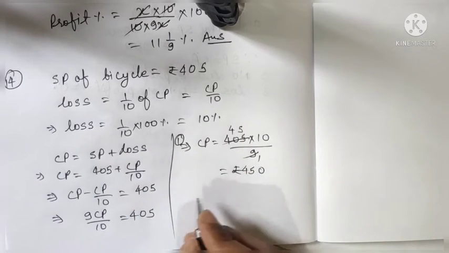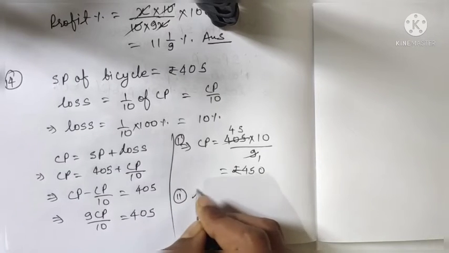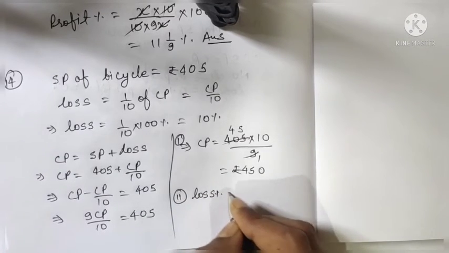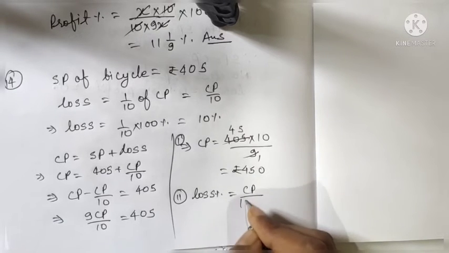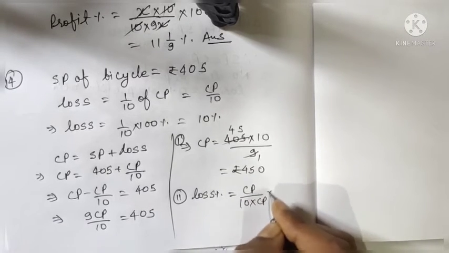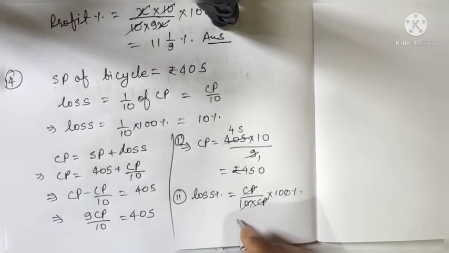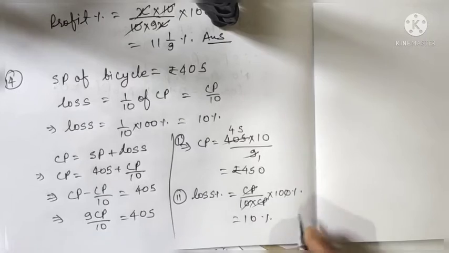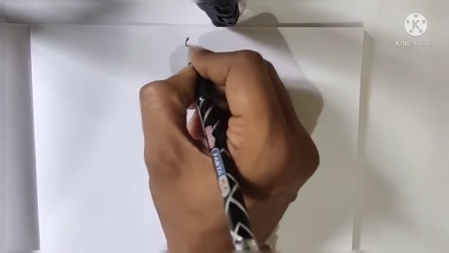CP is equal to 450, and second, loss percent is equal to loss by CP into 100%, and loss is CP by 10 by CP into 100%. CP cancels, zeros cancel, it will be 10%. Simple. Now exercise 8B.